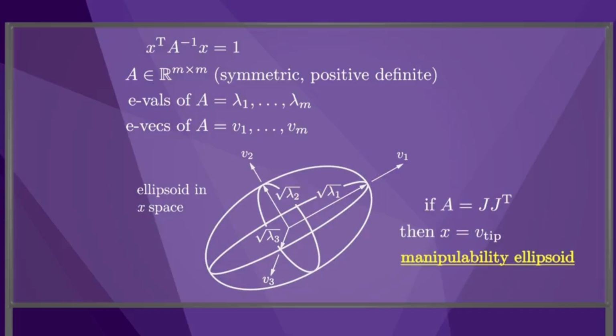This geometric interpretation holds for any symmetric positive definite matrix A, but if we choose A equal to J times J transpose, then the x vector can be interpreted as V tip, and the ellipsoid is called the manipulability ellipsoid, resulting from the unit sphere of joint velocities. If instead we set A equal to the inverse of J times J transpose, then the x vector can be interpreted as the end-effector forces F tip, and the ellipsoid is called the force ellipsoid, resulting from a unit sphere of joint forces and torques.